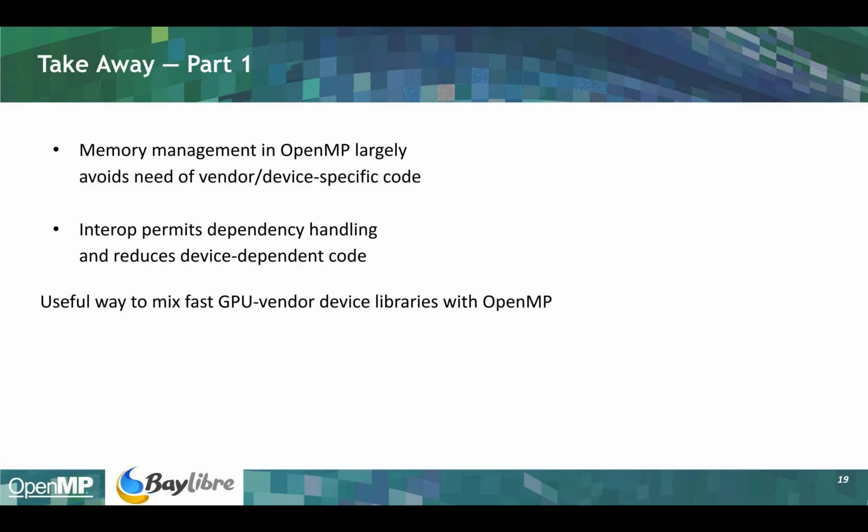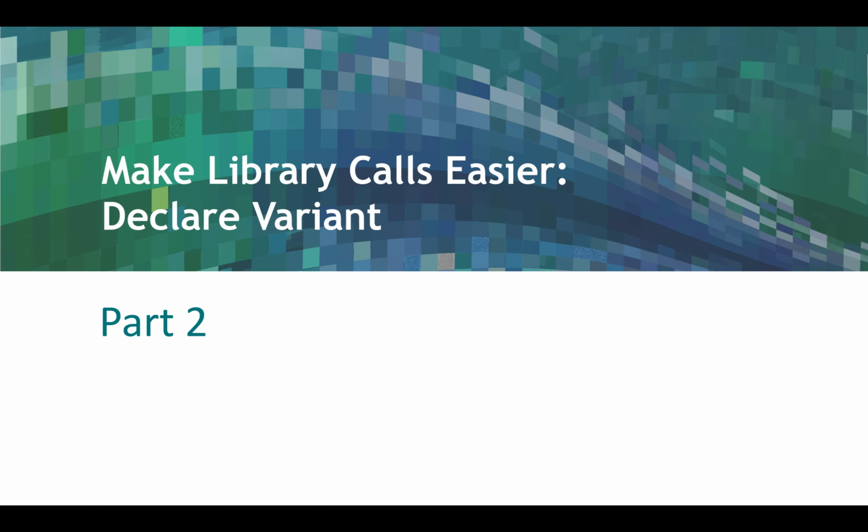So to summarize, one can have with OpenMP nice memory management and reduce the vendor-specific code, but Interop permits much more for asynchronous tasks. The dependency handling is quite useful. Okay, that's it on this part.